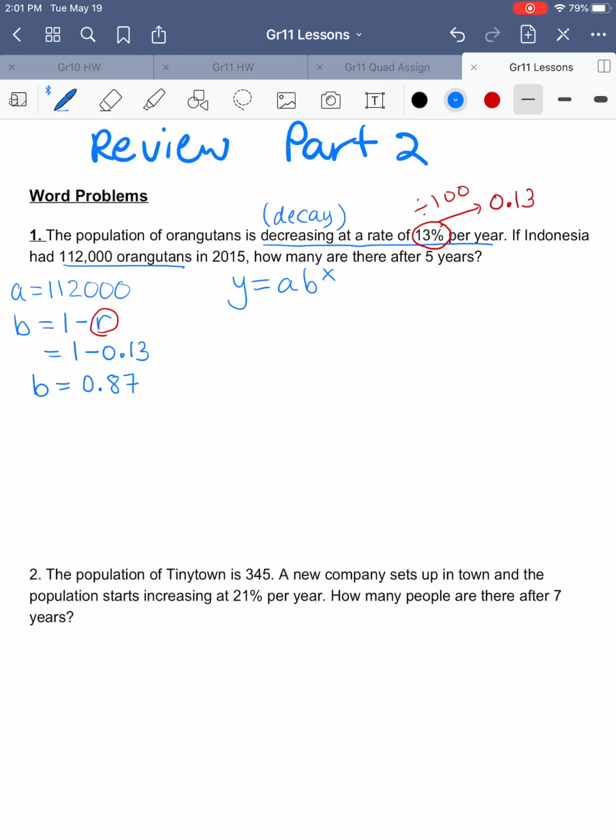So we have a, we have b, and we are told that this 13% is per year. So then we are asked, how many orangutans will there be after 5 years? So this is our x value. x is equal to 5. So we have a, we have b, we have x, and we're looking for y. y is going to be our new population after 5 years. So we're just going to take all of the information we are given and put it into our equation.